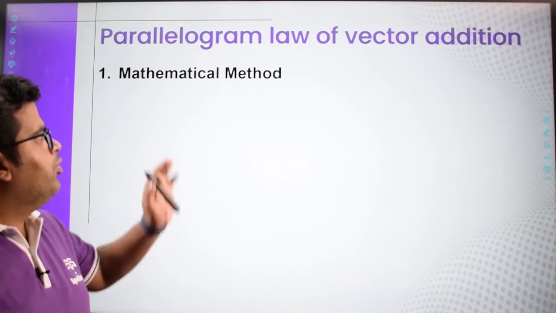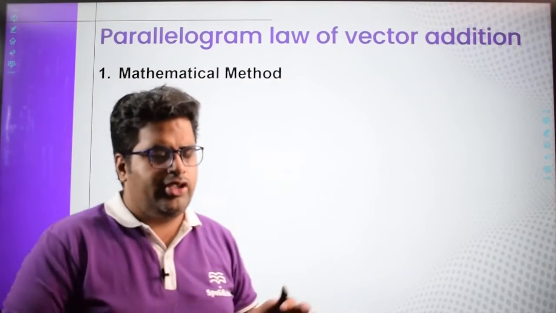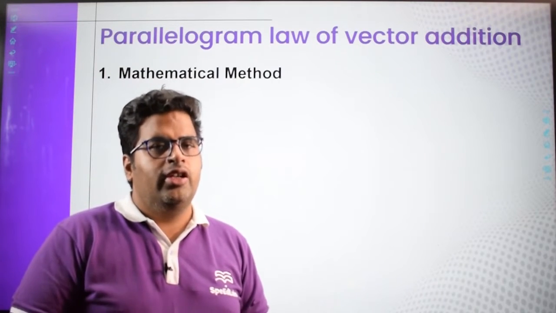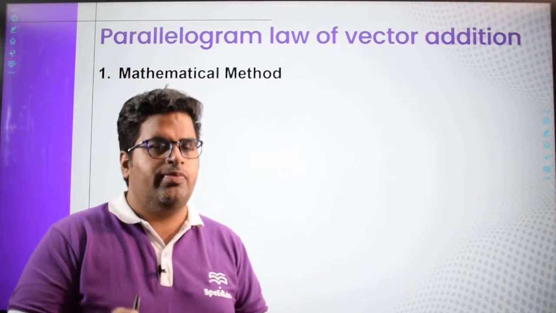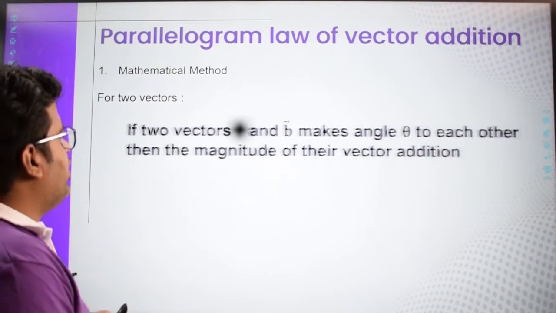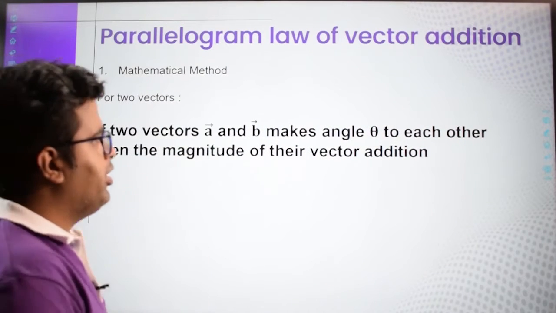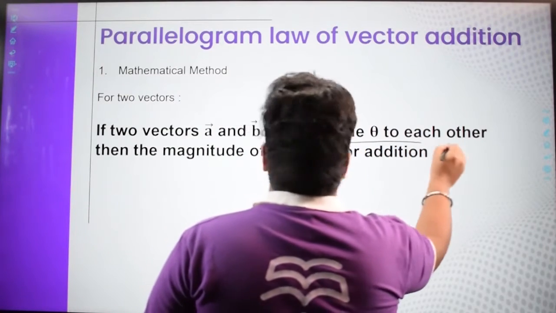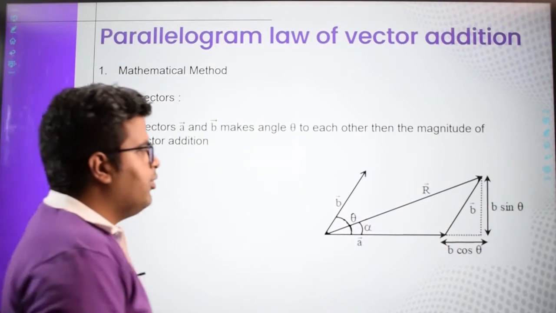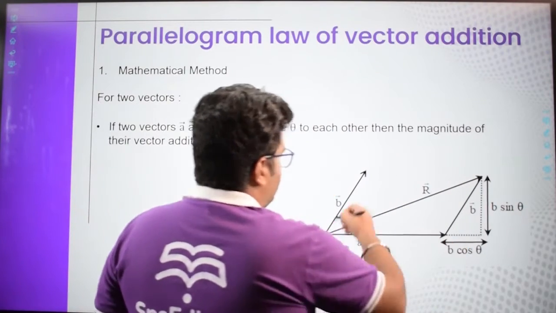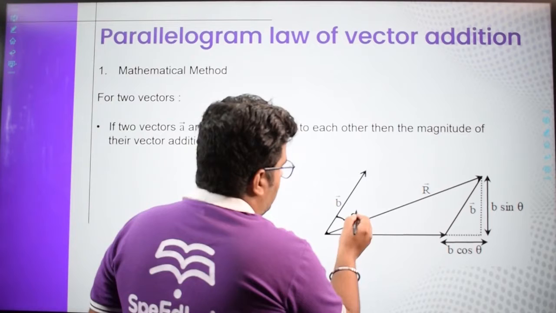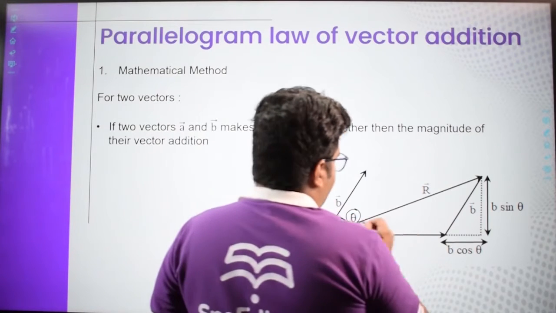Now we have to obtain a mathematical relation. That was just a graphical method. Now we have to deduce mathematically what the resultant's magnitude will be. For that, we are going to take two vectors, A vector and B vector, making an angle theta to each other, and we want to calculate the magnitude of their vector addition using this diagram. See, this is A vector, this one is B vector, and this particular angle is your theta. Let's complete the parallelogram.